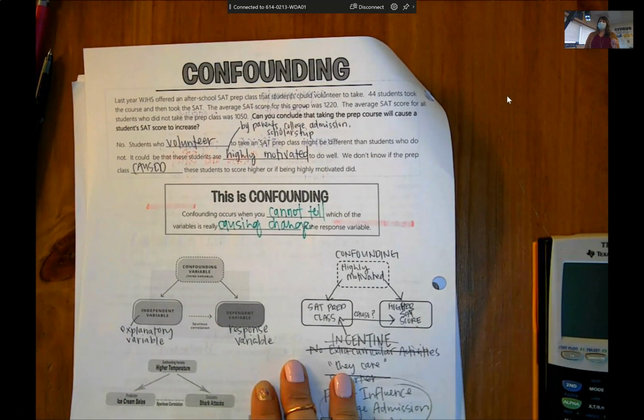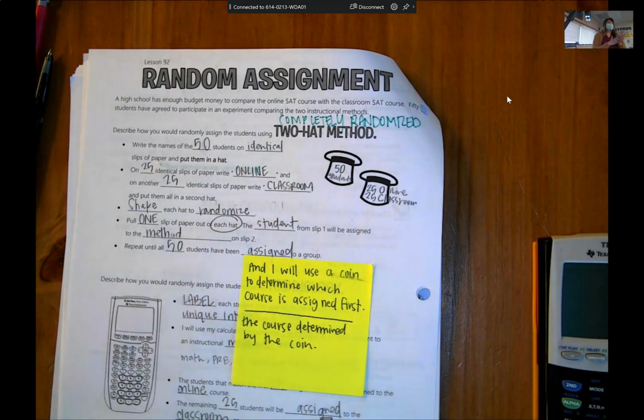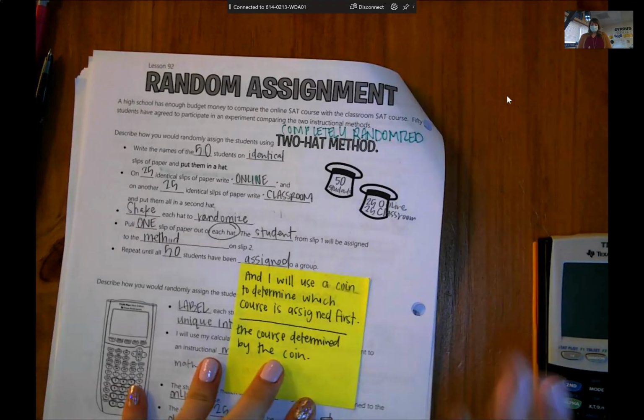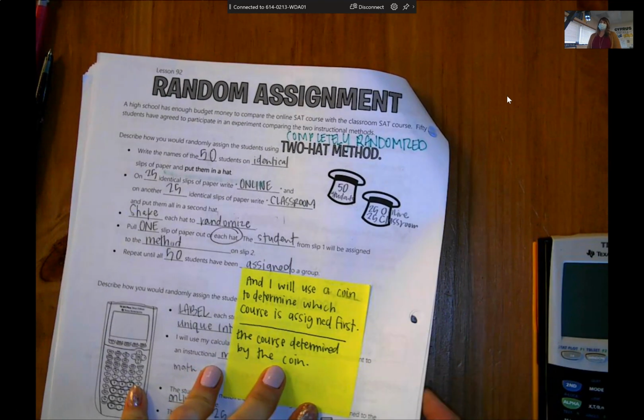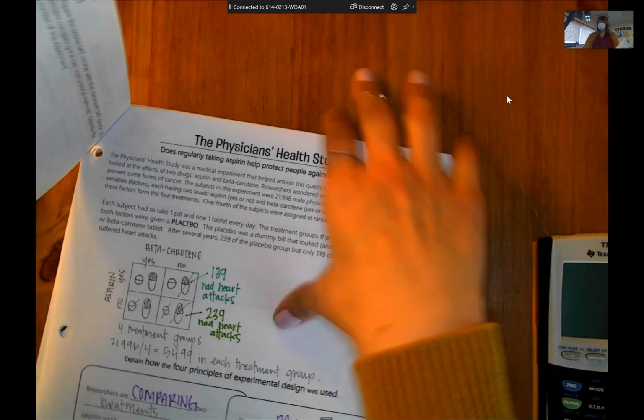And the thing about an experiment that helps us with confounding is the random assignment. So when we have the people that are participating in our experiment, our subjects, they need to be randomly assigned to the treatment groups. So we went through and talked about the basic ways to do that, and today we're talking about the more complicated ways to randomly assign.